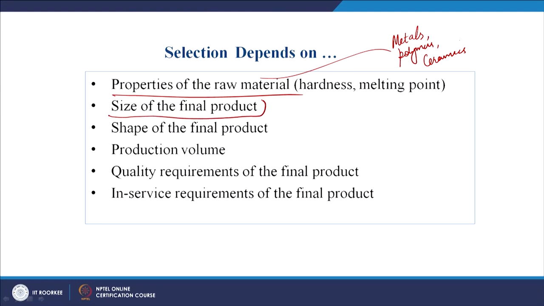So the selection of the process will depend upon the properties of the raw material, and the size of the final product. Very important. If it is a small product, a different manufacturing process will give you economic production. If it is a very large product, a specific manufacturing process will give you the desired output. So, a simple thumb rule: if the size is very, very big, you will not be able to make it by a machining process, because you have to hold the job on the machine and then only machine it. But you can easily make it by the casting process.